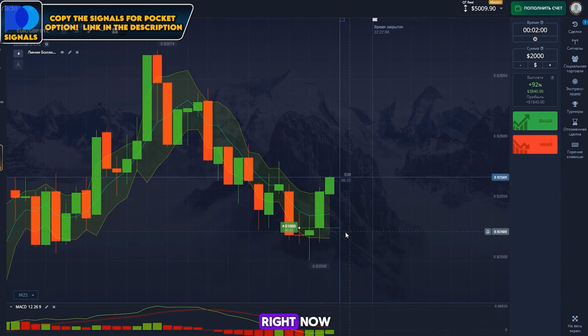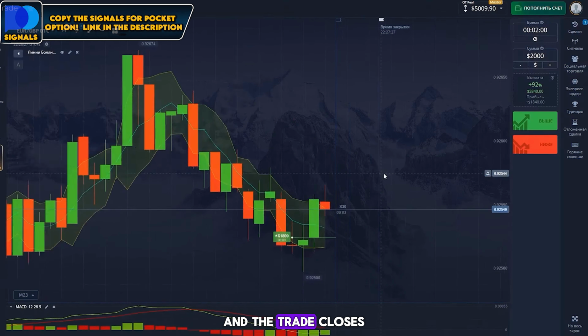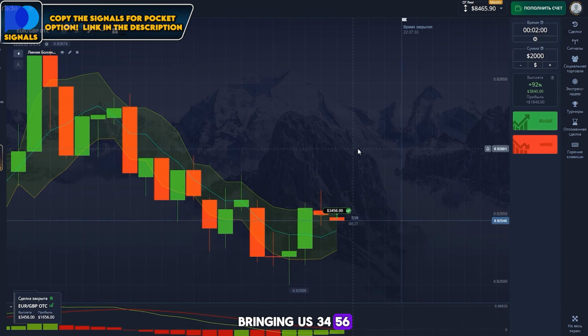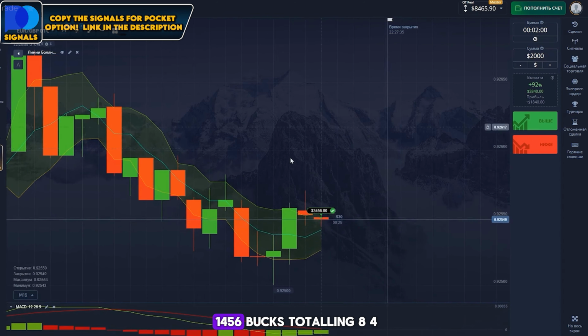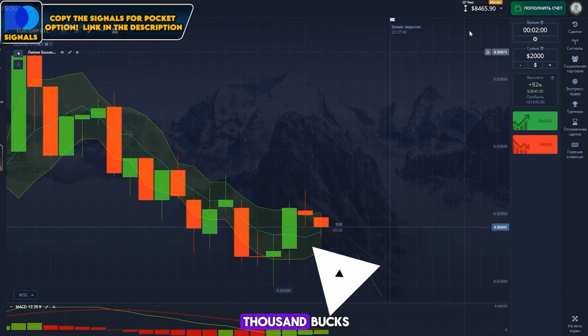Oh, it's really good right now because we have 20 cubes left. They were red, then green, and plus the price went beyond the lower boundary of the Bollinger Bands, and the trade closes confidently in profit, bringing us $34.56. The final deposit is $14.56, totaling $8,465, $8,500.